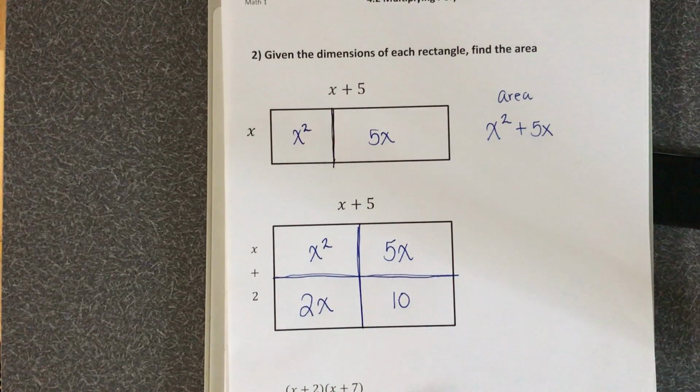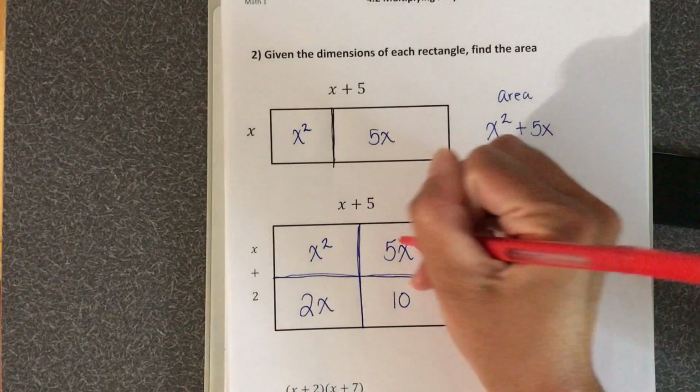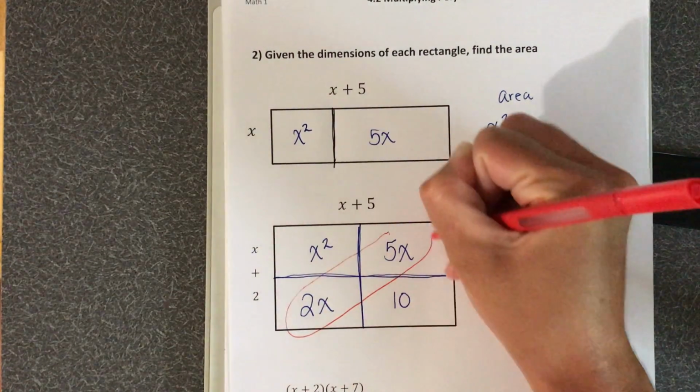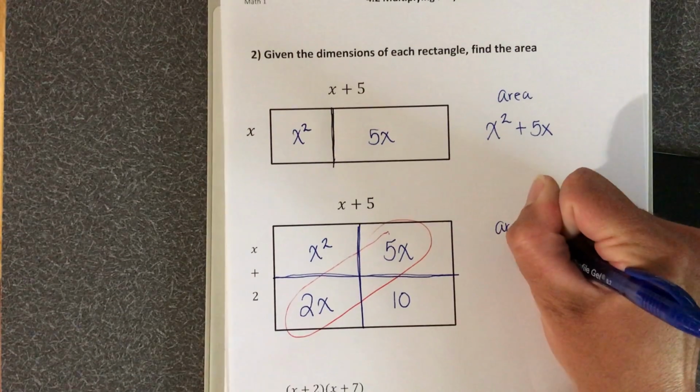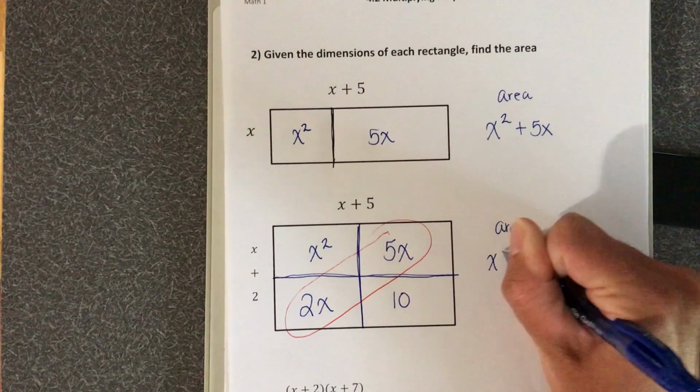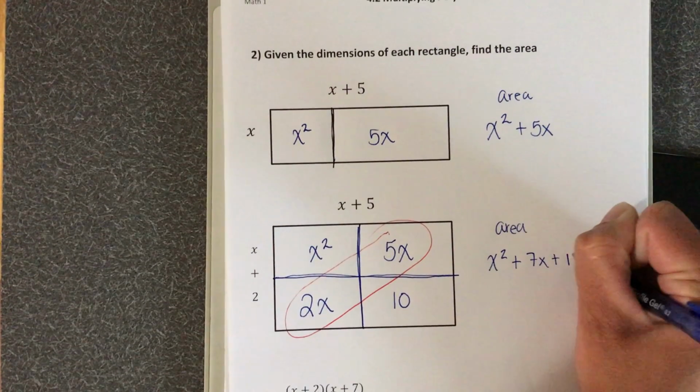And so what I've done is I've created the exact same thing using what we call the box method to find the area of this rectangle, without ever having to drag out the tiles. So now I can combine my like terms. And so the area of this rectangle is x squared plus 7x plus 10.